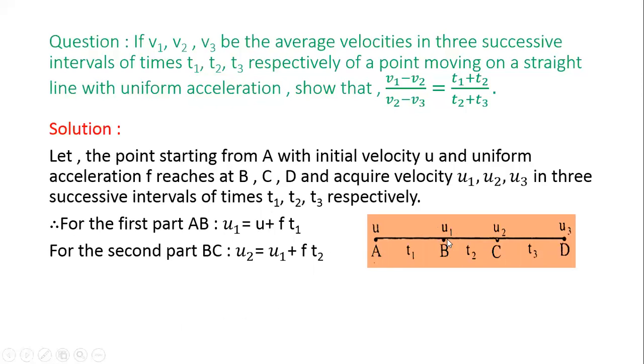For the second part BC, if we apply here the formula v equals u plus ft, then we get u2 equals u1 plus ft2, where initial velocity is u1, final velocity u2, acceleration f, taking time t2. If we put here the value of u1, then we get u plus ft1 plus ft2. So finally we get u2 equals u plus ft1 plus ft2.